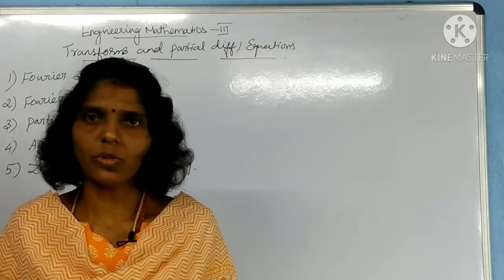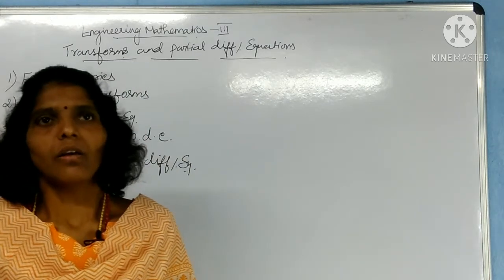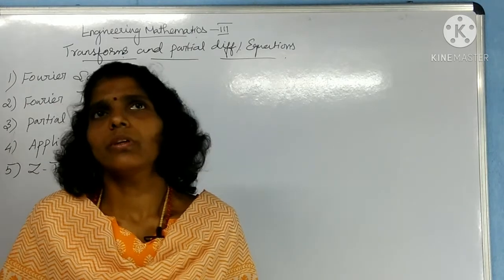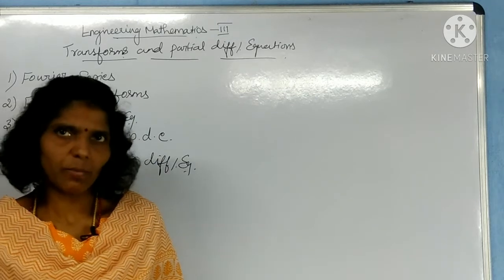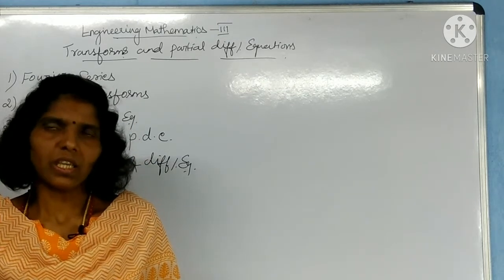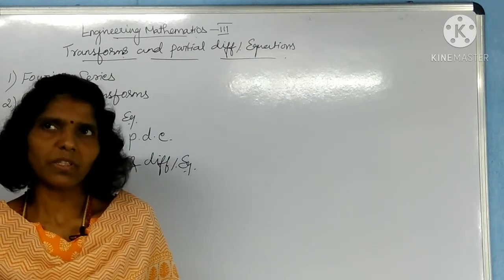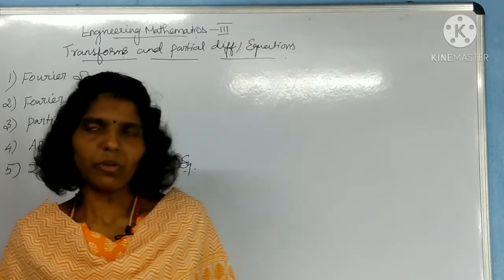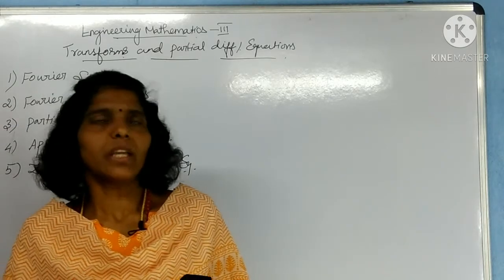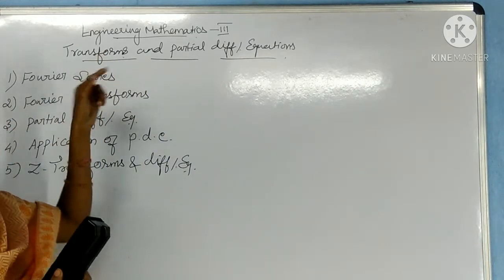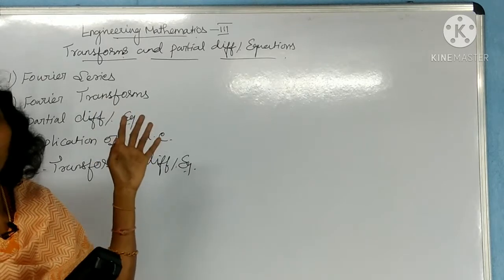Today we are discussing how to allocate the engineering mathematics paper. Before teaching, all engineering students should know how to allocate or set the question paper for each and every unit. Not only engineering mathematics, all the engineering papers are set using this method. Now we take one paper, Transforms and Partial Differential Equations. This is the M3 paper for engineering mathematics.